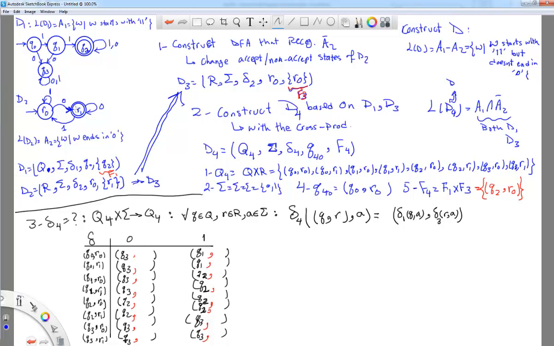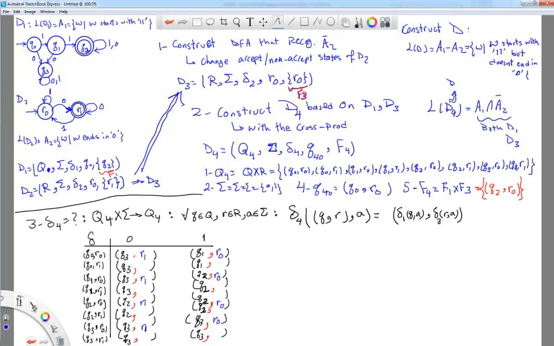So R sub 0 with 0 goes to R sub 1. Okay, R sub 0 with 0. Then R sub 0 with 1 stays in R sub 0. So these guys stay in R sub 0, R sub 0, R sub 0, and R sub 0.